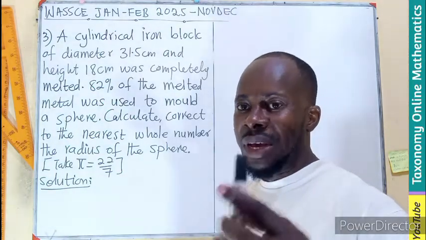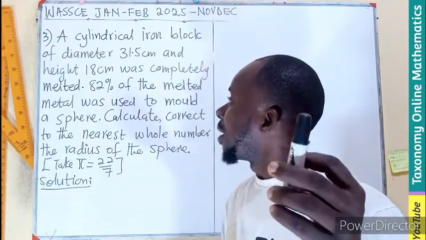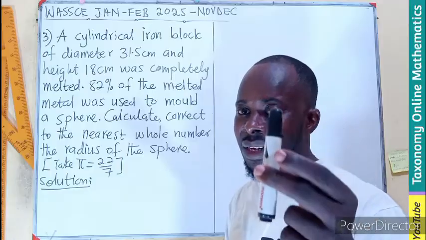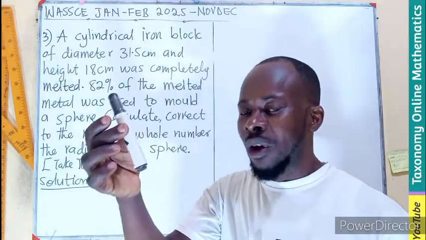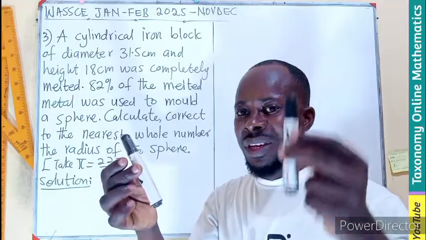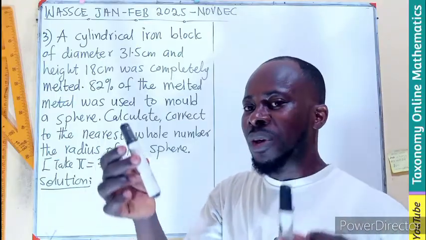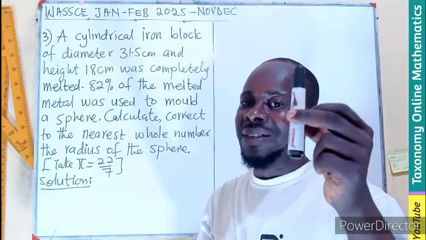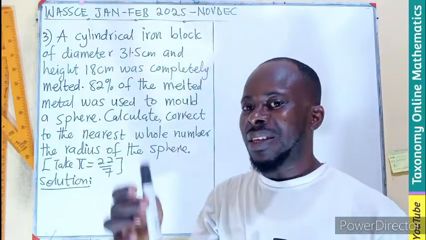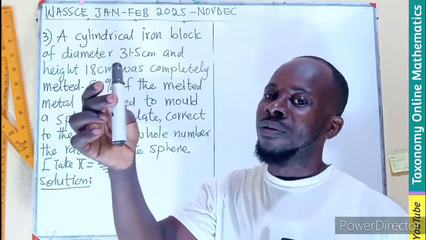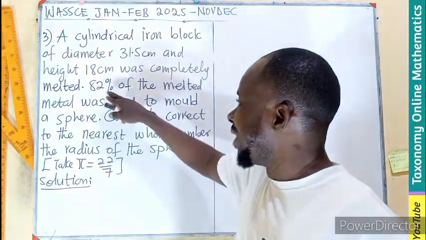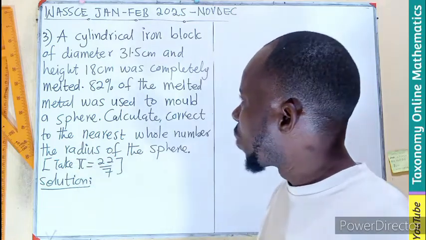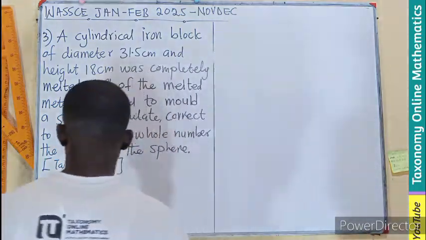So if we pick a cylinder, right? If it is melted, just like a candle, and used to form a different object, which is a sphere, it means the volume of material will be equal. So if I know the volume of the cylinder, it means that I also know the volume of the sphere, which is going to be 82% of that. Not all has been used. So let's see what the volume of the cylinder will be.